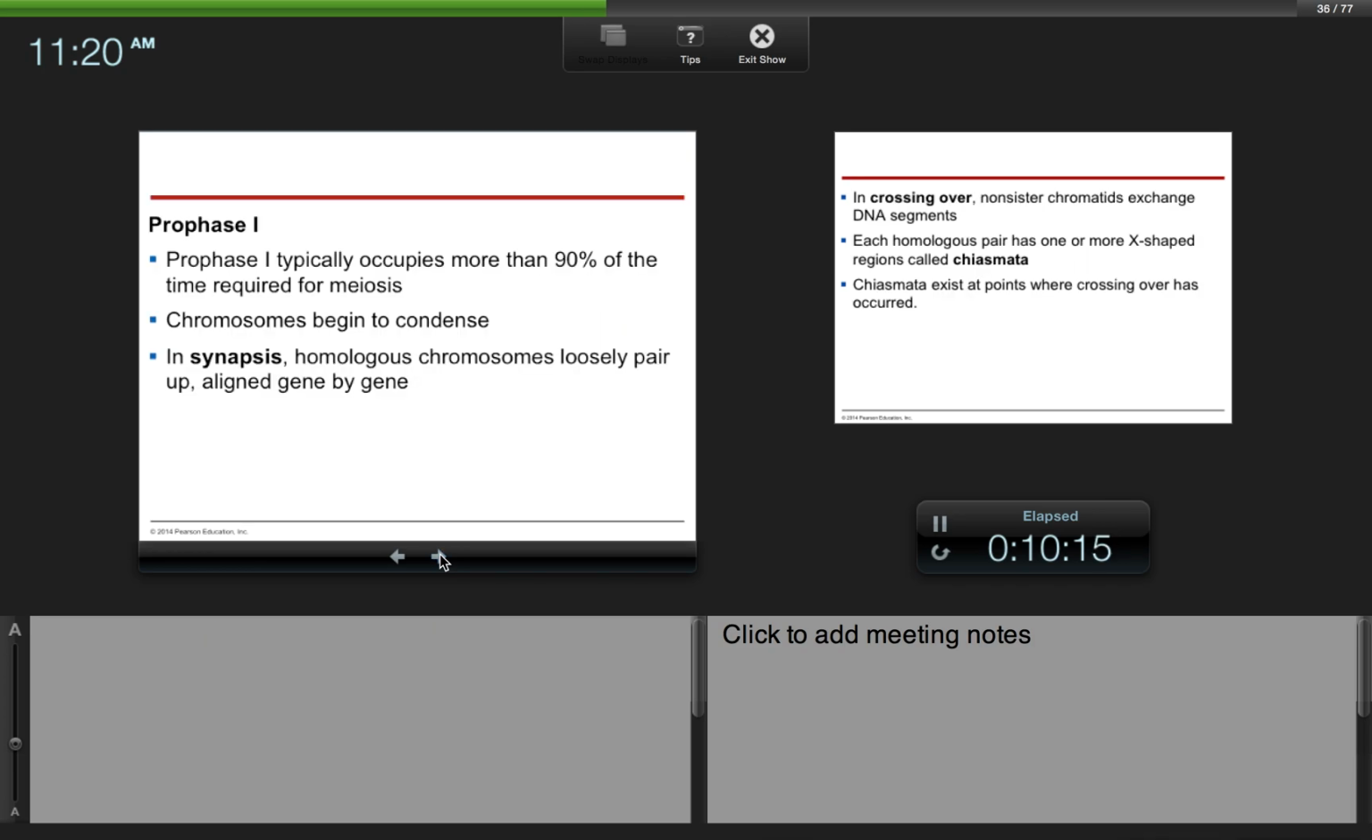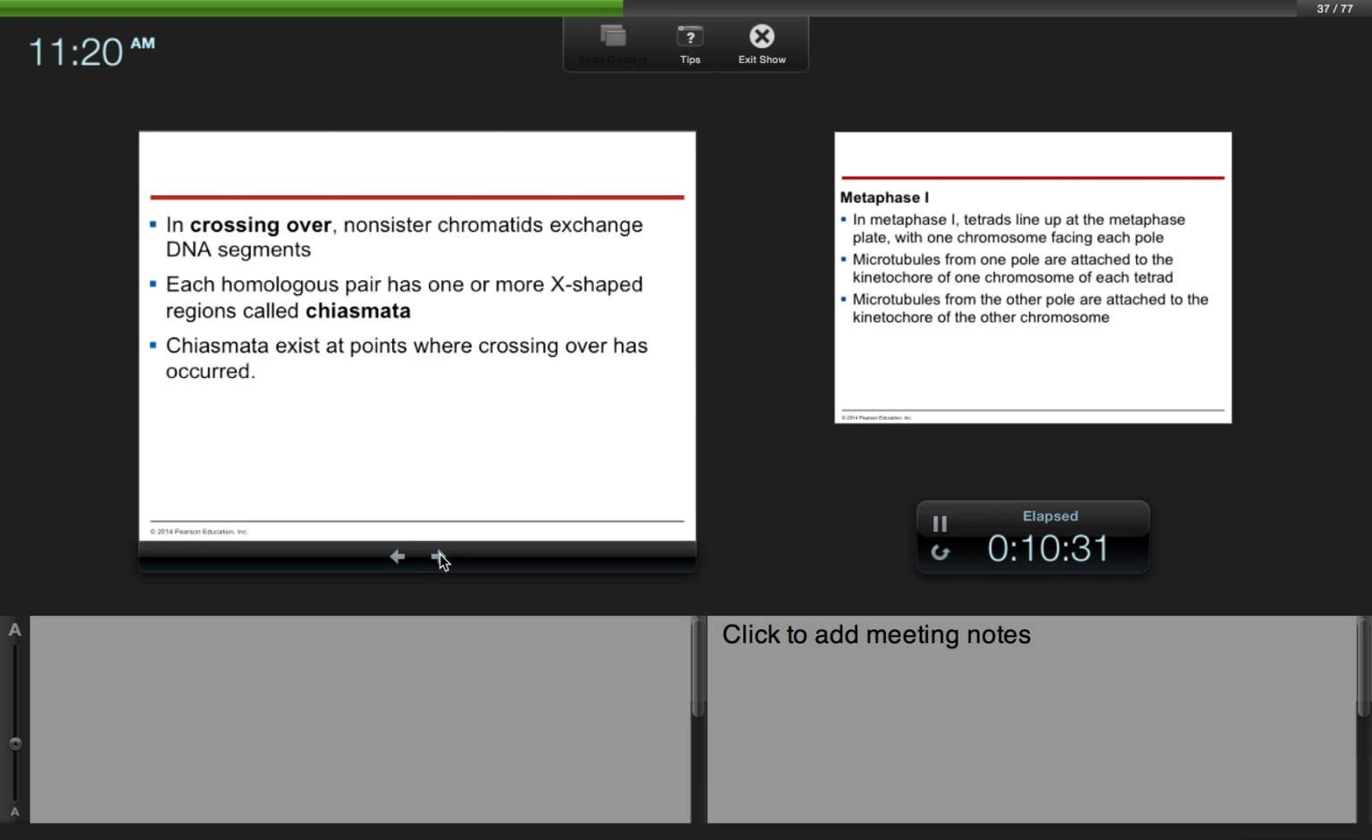Okay, prophase 1. Prophase 1 typically occupies more than 90% of the time required for meiosis. This is when crossing over occurs, so chromosomes begin to condense. In synapsis, homologous chromosomes loosely pair up, aligned gene by gene. This allows crossing over, where non-sister chromatids exchange DNA segments. Each homologous pair has one or more X-shaped regions called chiasmata. Chiasmata exist at points where crossing over has occurred, so crossing over occurs at a very high frequency.